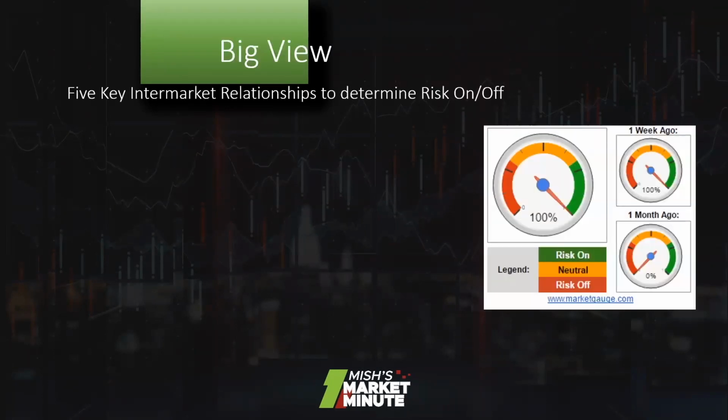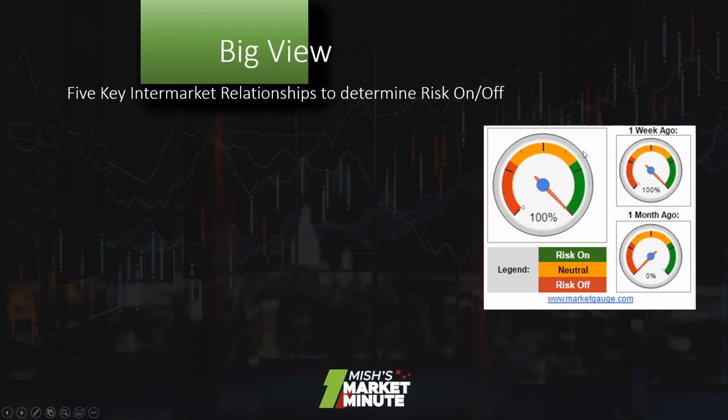And I'm going to start with a product that we have in MarketGauge. It's called Big View. And at the end, I'm going to show you how to access it. But essentially, in the Big View world, which is really meant to be a macro top-down type approach to trading, which is something that I do very strongly, there are 5 key intermarket relationships that I look at all the time to determine whether risk is on, risk is off, and by the way, we can even have neutral risk.